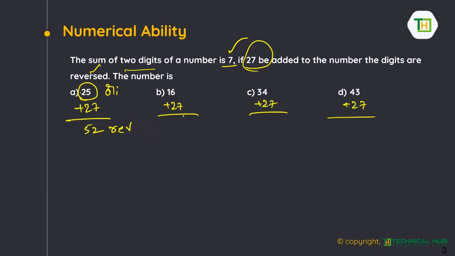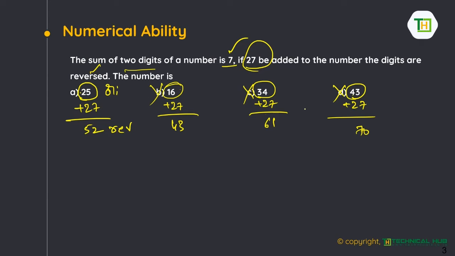16 plus 27, which is 43. 43 is not the reverse of 16. You can eliminate option B. 34 plus 27, here it is 61. 61 is not the reverse of 34. You can eliminate the third option. And 43 plus 27, 70. This is also not the reverse of 43. You can eliminate option D.